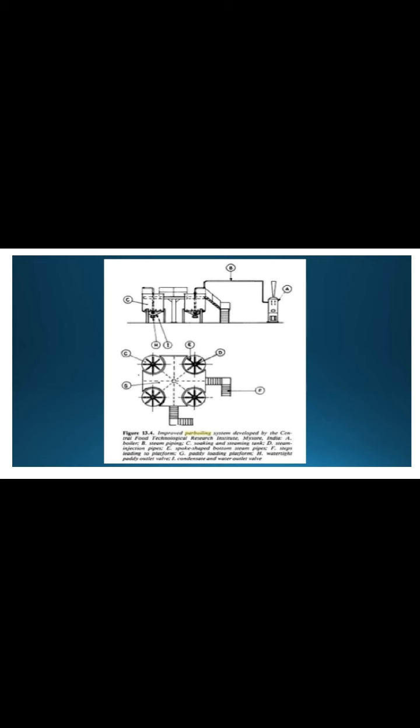A stands for boiler, B stands for steam piping, C soaking and steaming tank, D steam injection pipes, E stands for steam pipes at the bottom, F stands for steps leading to platforms, and G stands for paddy loading platforms. H stands for water-tight paddy outlet valve, and I stands for condensate and water outlet valve.